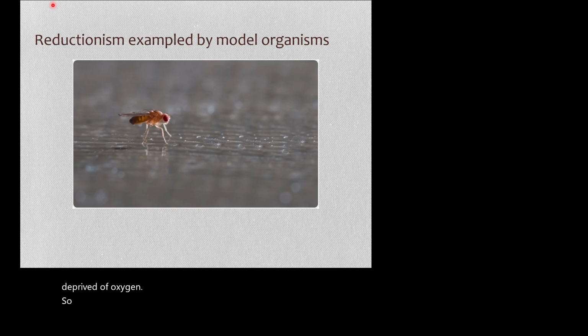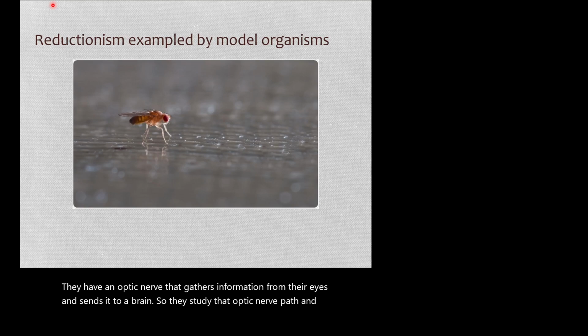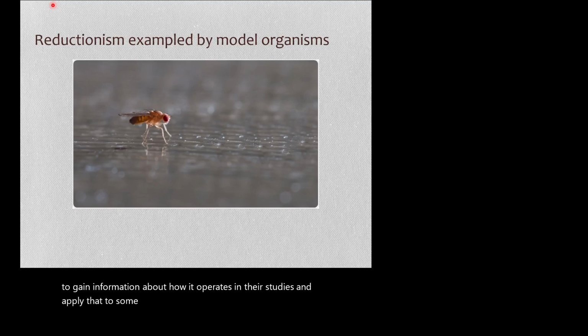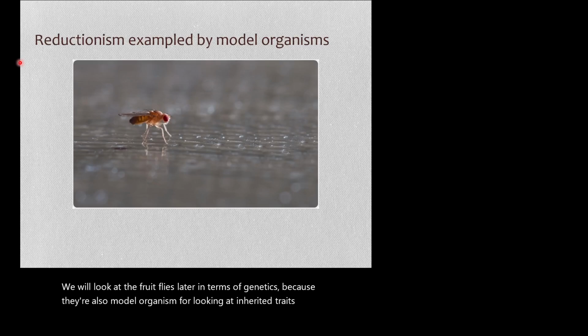So they're using the fruit fly because the fruit fly actually has a very simple brain. They have an optic nerve that gathers information from their eyes and sends it to a brain. So they study that optic nerve path and try to gain information about how it operates and apply that to some human health and medicine things. We will look at the fruit flies later in terms of genetics because they're also a model organism for looking at inherited traits like their eye color. The eyes are so big and kind of stand out. Eye color is one of the inherited traits, as well as their wing length.